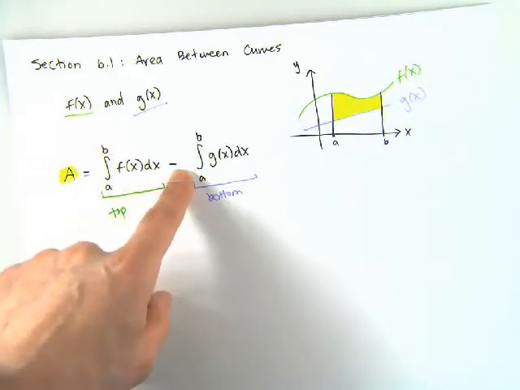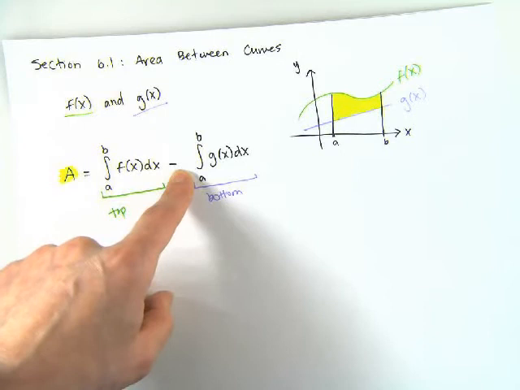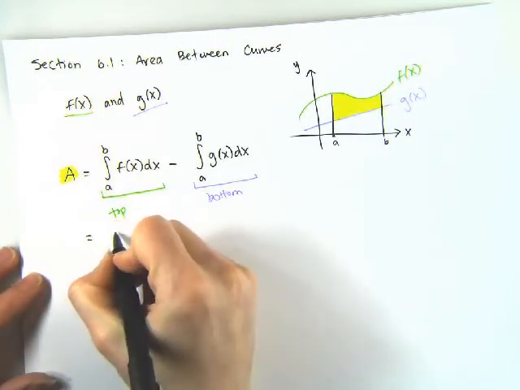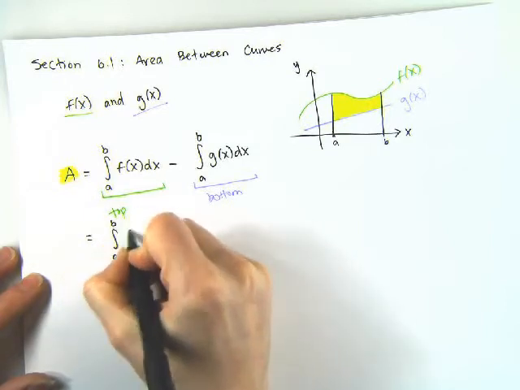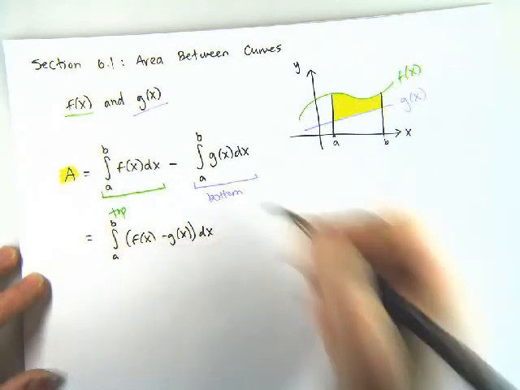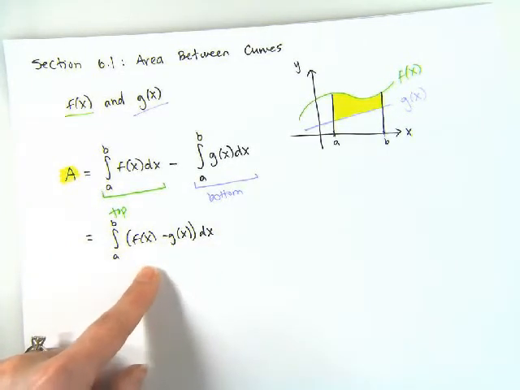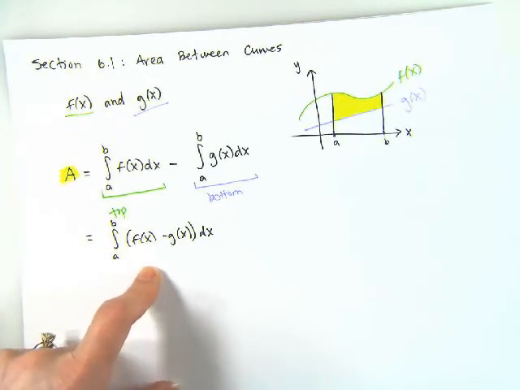Yeah, I can combine them using properties of integrals, but I'm kind of doing it in the reverse order that we normally would. So this can be written as the integral from a to b of f of x minus g of x dx. And that would generally be easier for us to evaluate. We would only have to do one evaluate-at step, so it's slightly fewer steps.